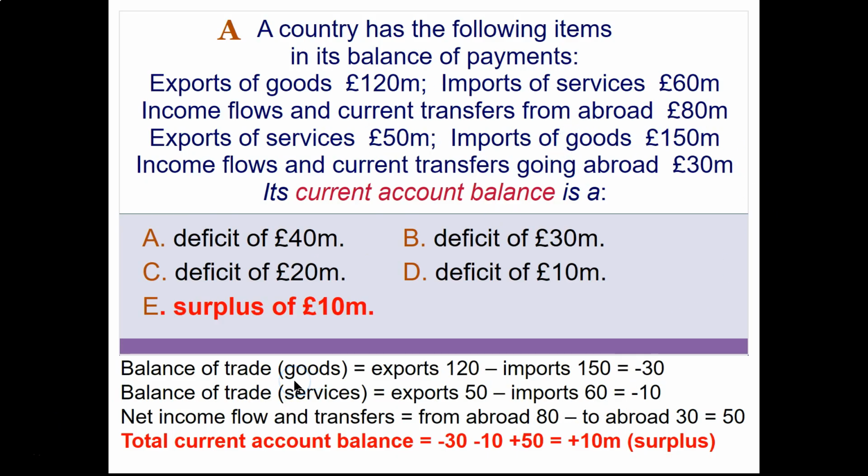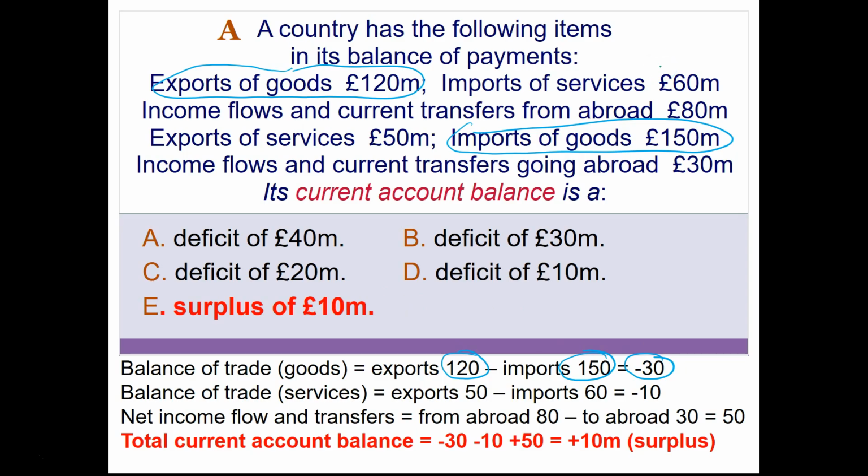First of all, let's calculate the trade balance. We'll do this separately for goods and for services. We'll need to take exports and subtract imports. Trade in goods will involve this number: exports of goods and imports of goods. So 120 and 150. Exports minus imports, 120 minus 150. The balance of trade in goods will be minus 30. We are running a deficit in our trade of goods.